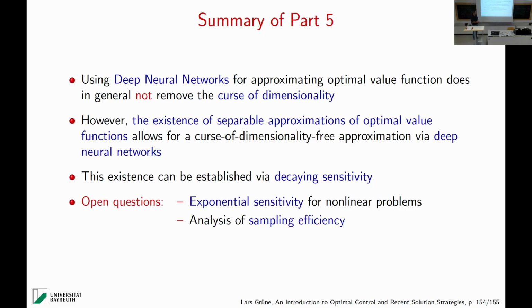for the case of optimal value functions. And open questions are, for example, for nonlinear problems, really improving exponential decay, or also maybe other kinds of decays. And analysis of the sampling efficiency: why do we really need so many fewer sampling points for these neural networks? This is also something we would like to understand, whether there is something systematic behind it.